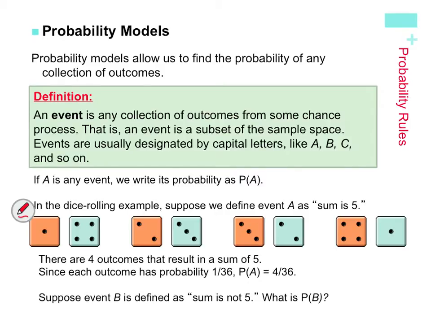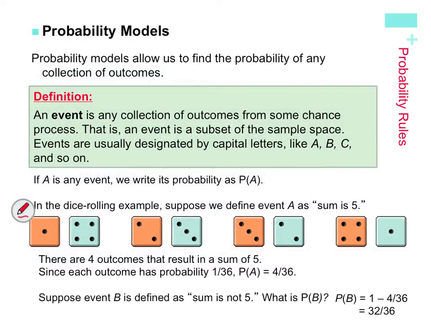So suppose event B is defined as the sum is not 5. Then what would be the probability of B? Well, the probability of the sum being 5 is 4 out of 36, okay? That means there are 36 total outcomes minus the 4 that would be 5, so there are 32 out of 36 that are not a 5.